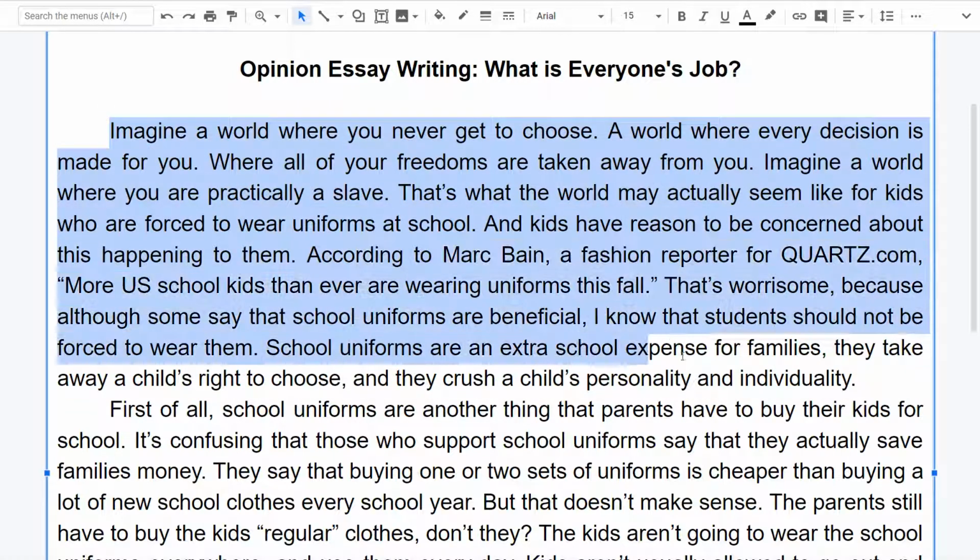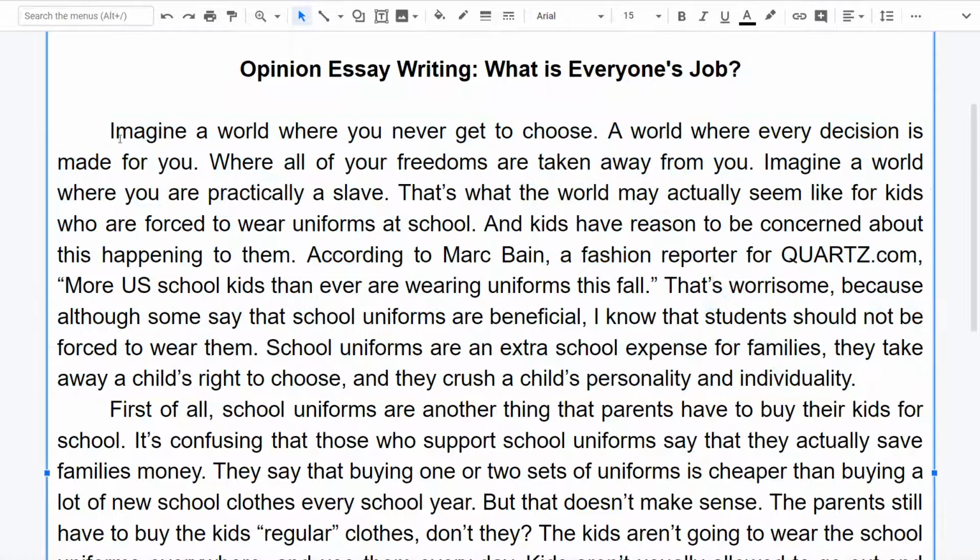So this whole thing together is the introduction paragraph. It's one paragraph that introduces the topic. It has a hook. It has some information for your readers. It has your opinion. Then it has 3 reasons why you think that. A first reason, a second reason, and a third reason.